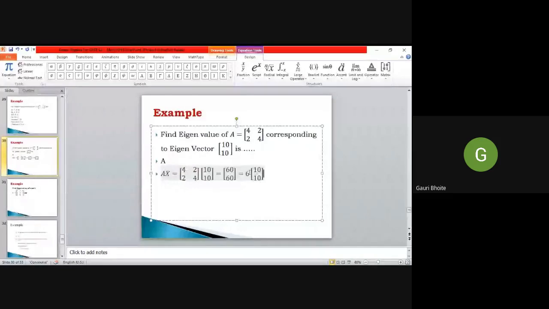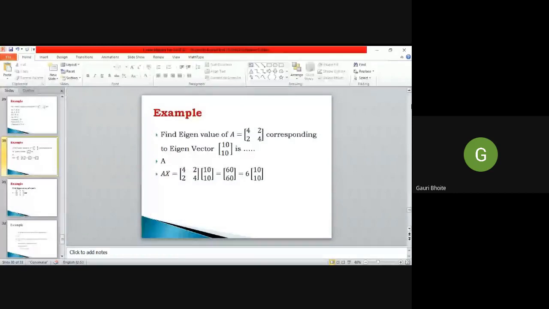So in this way you have to calculate Ax, and then write the resultant matrix as some constant times x. I take 6 outside because my vector x is 10, 10. Otherwise I could take 60 outside also, but I have to write it as a multiple of this vector 10, 10. So I take only 6 outside. So does everybody understand this?